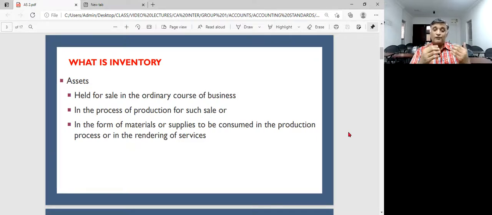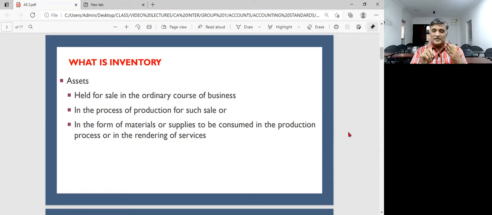And third one, if you have raw material or any supplies which will be consumed in the production process, then that is also called inventory. So inventory has three portions. One is finished goods, other is WIP, and third one is raw material. Right? If you understand these three keywords, that is sufficient. So, what is inventory?